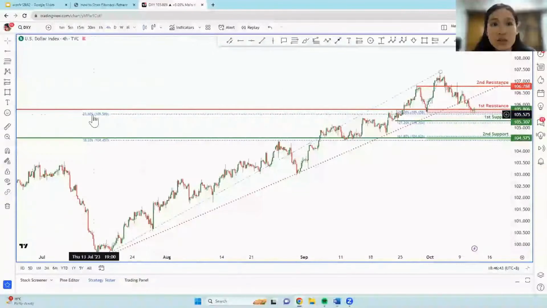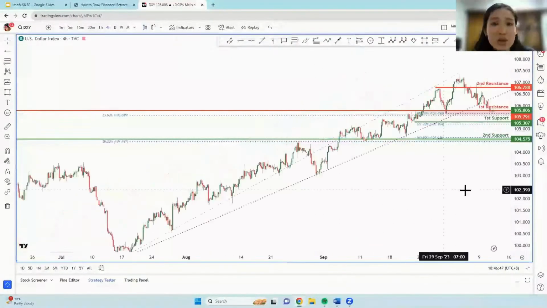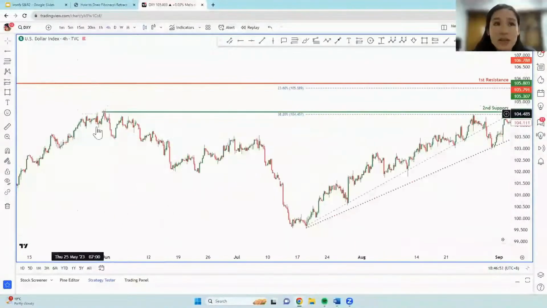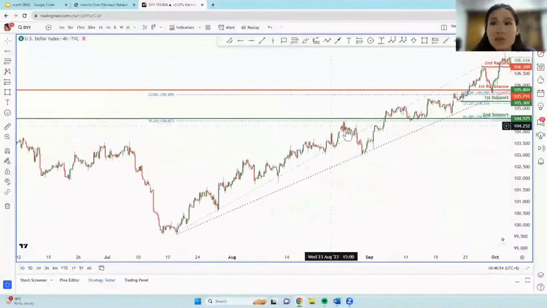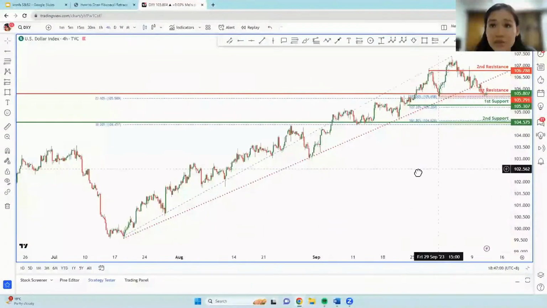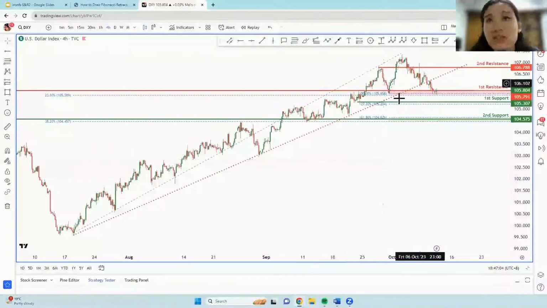Okay, we have the 38.2 and this 161.8, along with this second support, which, as I mentioned earlier, is an overlap level, because you have a swing high here, swing high here, swing low there. So this is a confluence area, which means price is likely to be attracted to that area.